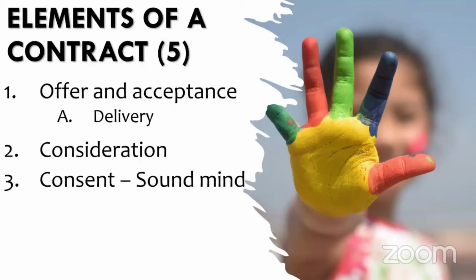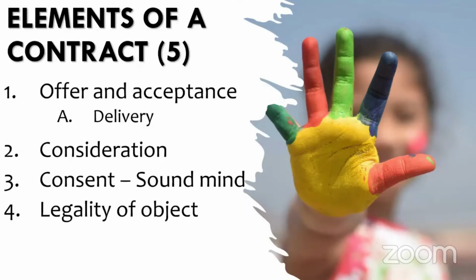We need consent, sound mind. People need to have an idea as to what they're getting themselves into in this particular arrangement of a contract. It needs to be legal. And the last one is competency, where we need the individual to be of legal age. And in most states, that is going to be the age of 18.